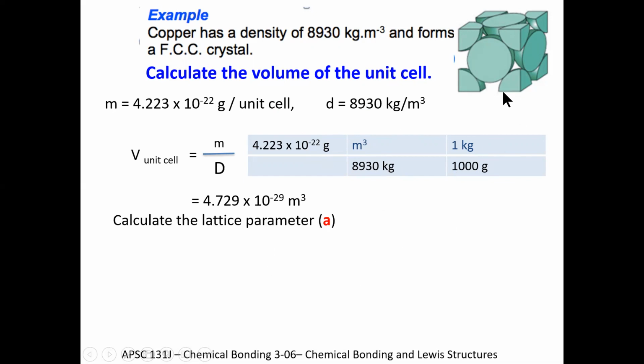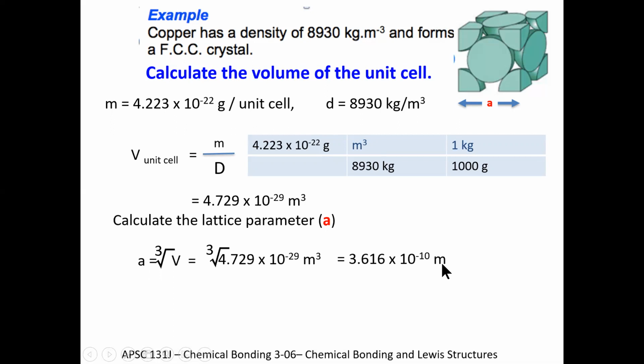Now let's calculate the lattice parameter. The lattice parameter is, again, the dimension of the cube, each side of the cube. A, we call it. So how long is A? Well, we know A is really the cube root of the volume, because A times A times A equals the volume. We take the cube root of each side, and we get A is equal to the cube root of the volume. Well, we just figured out the volume of this unit cell. So if we take the cube root of the volume, we now know what A is. It's 3.616 times 10 to the minus 10 meters. So we've calculated the lattice parameter.